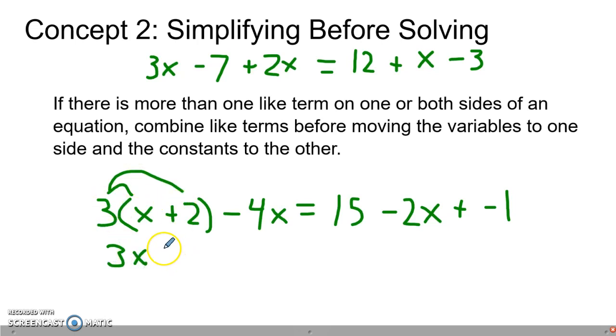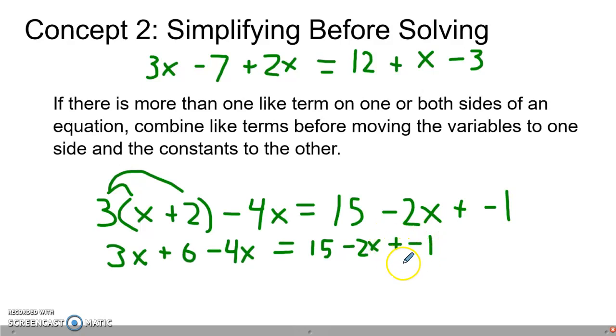3 times 2 is 6 minus 4x equals 15 minus 2x plus a negative 1. And that's the same as minus 1. All right. The next step is going to be to move your terms so that they are next to each other, so that you can do the operations and evaluate them and combine them.